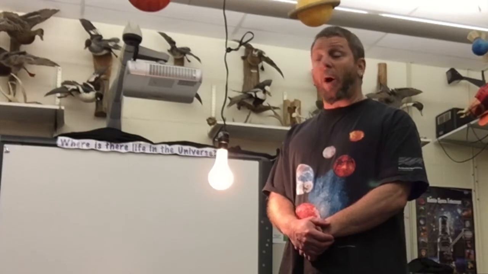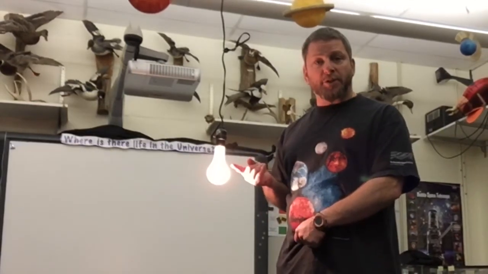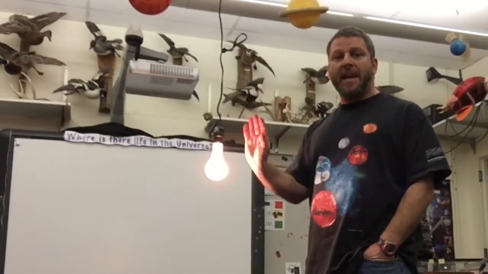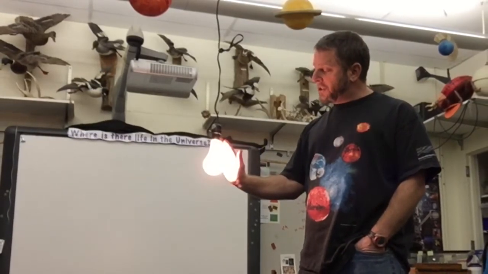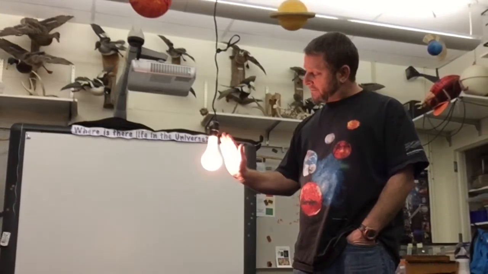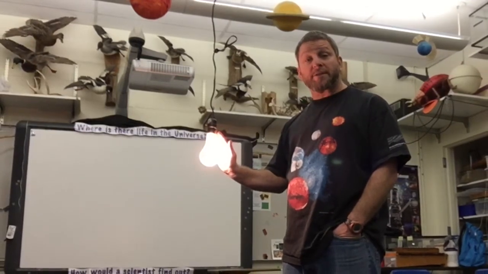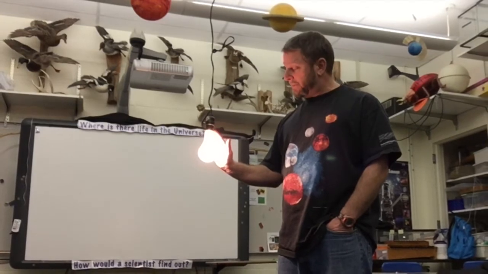At station number 1, we have a model of a planet that is close to the sun. In our model, this light bulb is going to be the sun, and your hand is going to be the planet. We will hold our hands close to the light bulb, but not so close that we burn ourselves. Here we will notice that we can feel some heat from the light bulb.